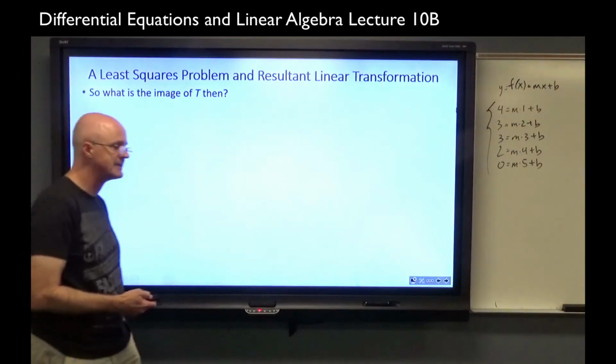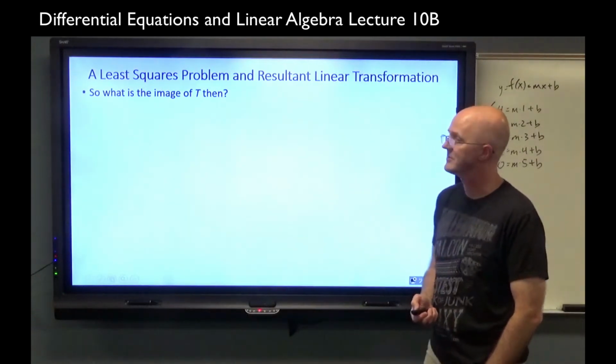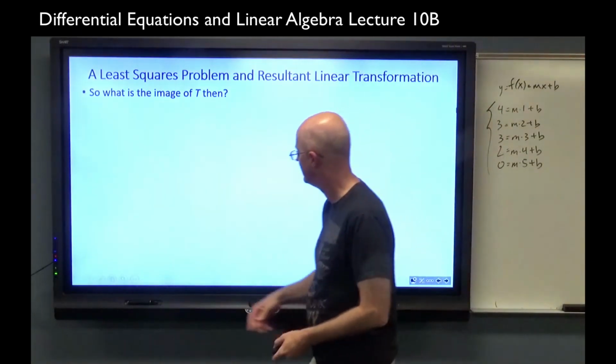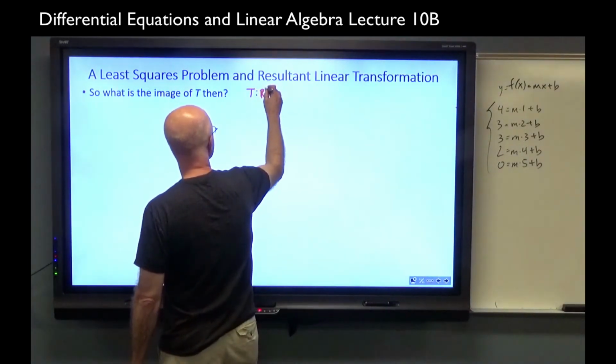Continue. So let's think about image and kernel now. So what is the image of this linear transformation? This linear transformation going from two-dimensional space to five-dimensional space.